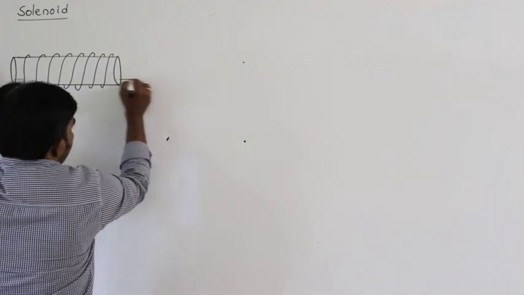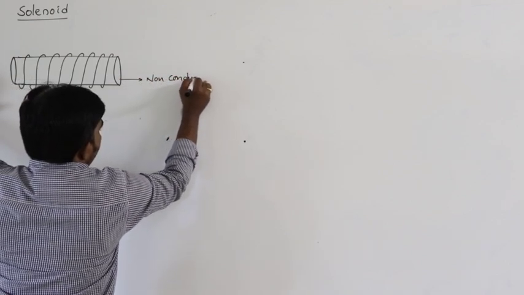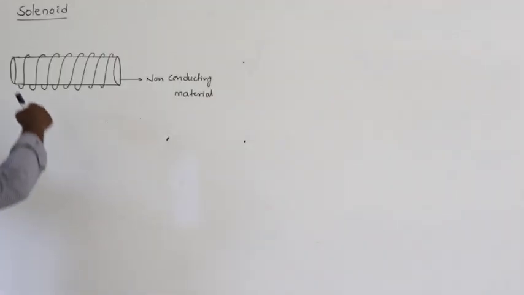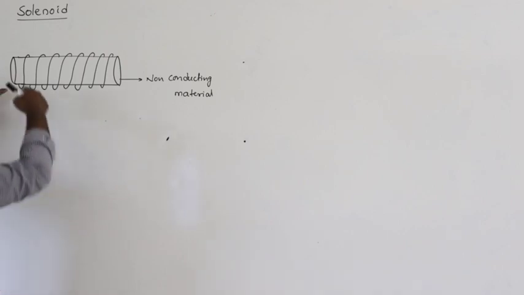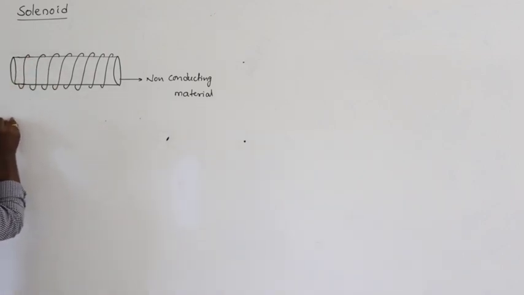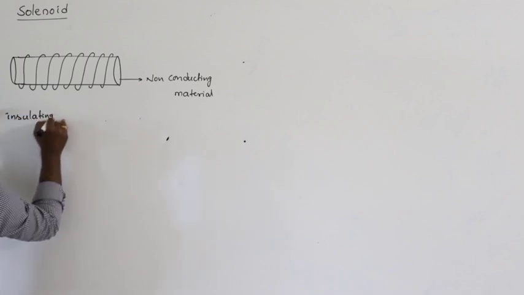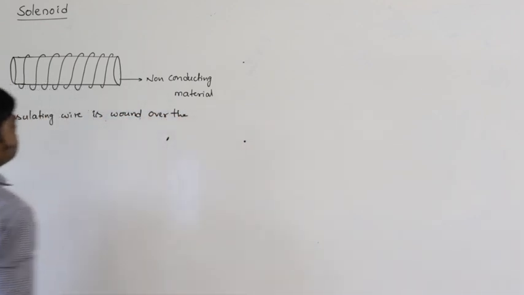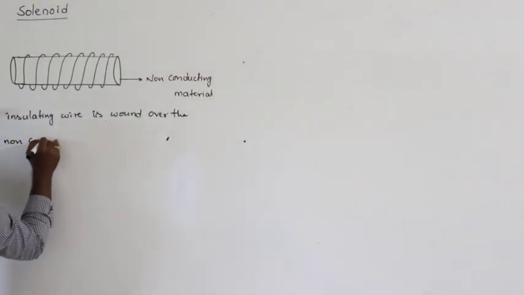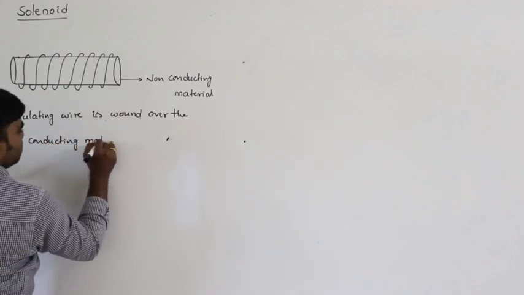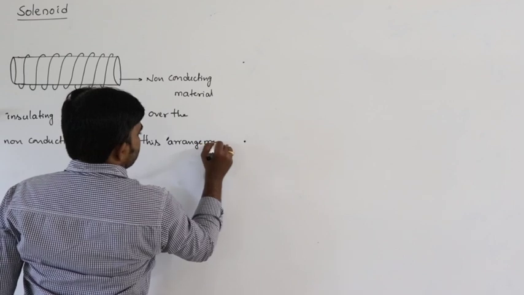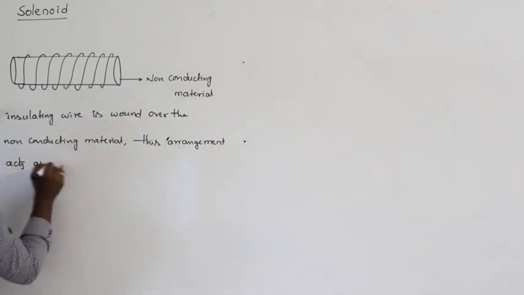So this is non-conducting material, and an insulating wire is wound over the non-conducting material. This arrangement acts as solenoid.